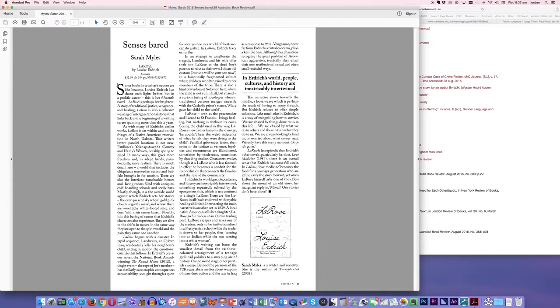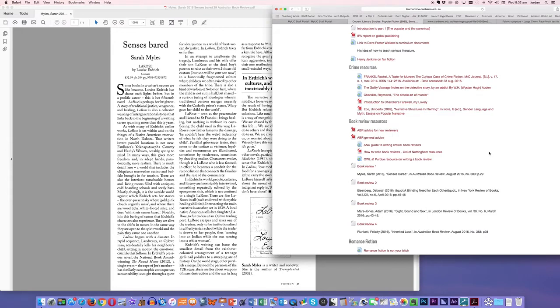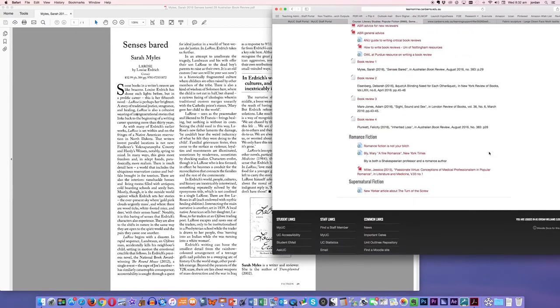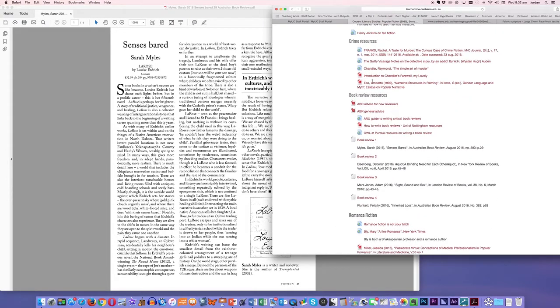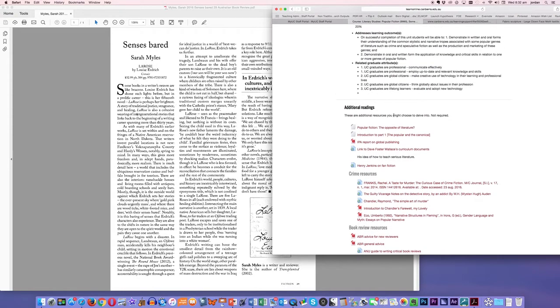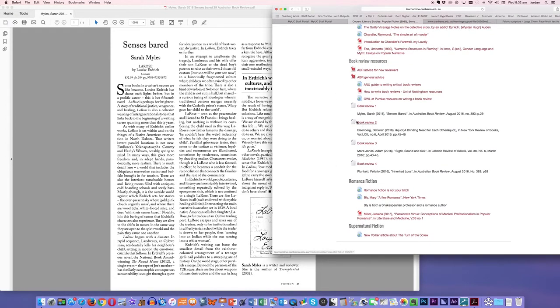So the first one I'm going to talk about is the example from the Moodle site down in the book review resources section in additional readings. It's the last section in Moodle. And book review number 1 is from the Australian Book Review.